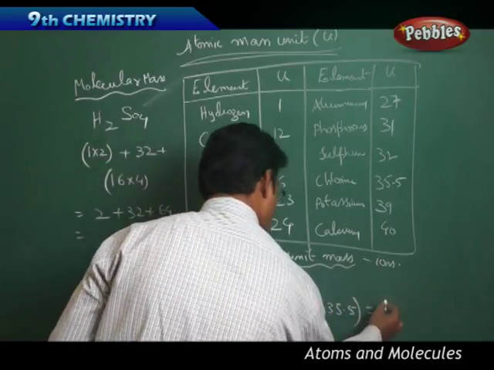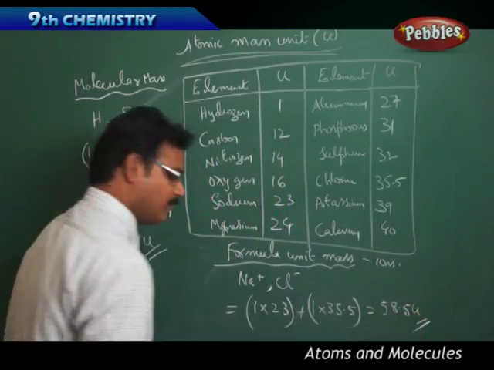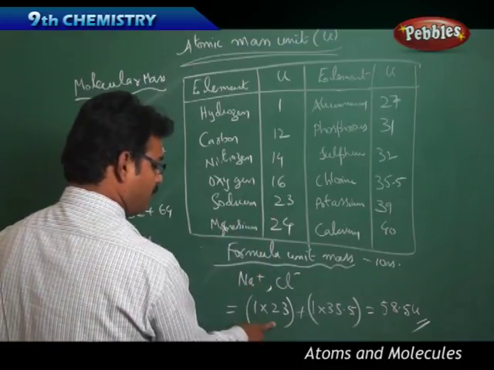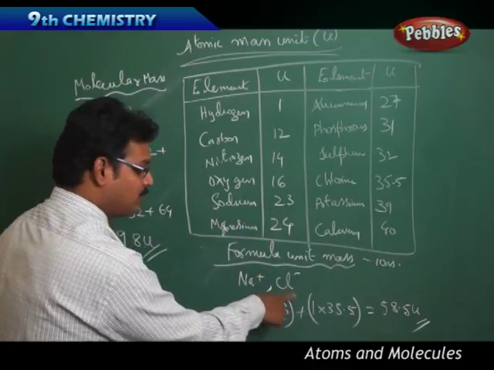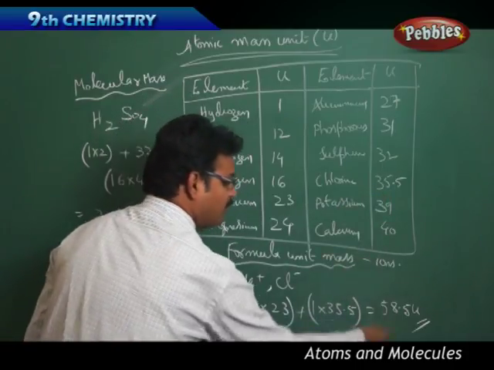It is equal to 58.5 u. You got it? How do you get it? See here, sodium 23, only one sodium ion, one chlorine ion. So 1 into chlorine is 35.5. So when you add them, you get 58.5 u.